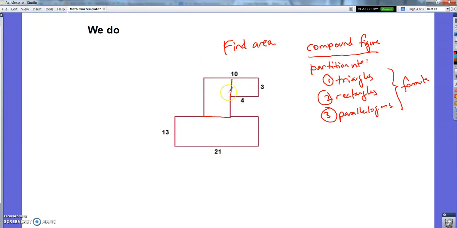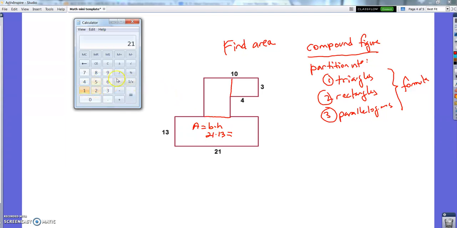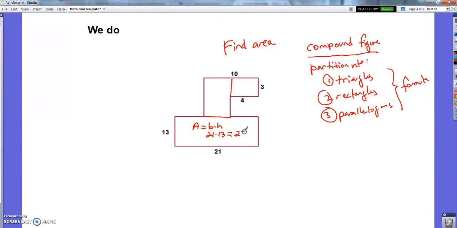So now I've got 3 rectangles. And for all 3, I need to know the base and the height. Some of them are going to be easier than others to find the base and the height of. So this one here, the rectangle, the base is 21, and the height is 13. That's an easy one. And that is 273 square units. There's no measurement on here, so I'm just going to say U squared, square units.